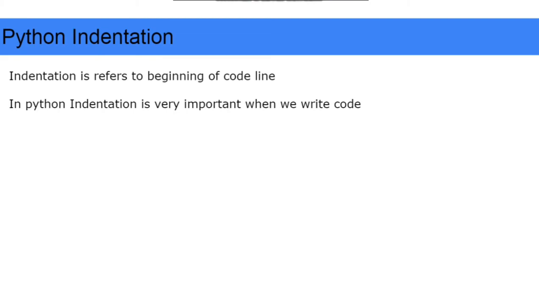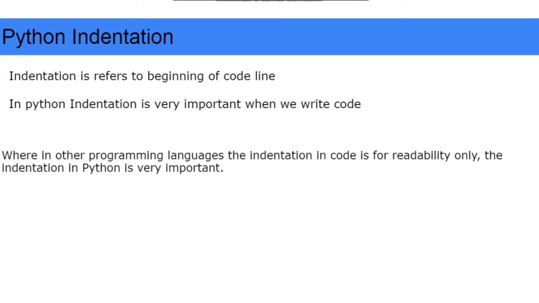So Python indentation is nothing but spaces at the start of a line of code. In other programming languages, indentation is for readability only, but in Python, indentation is very important. So why indentation?